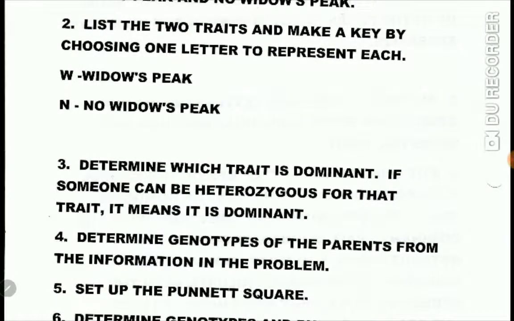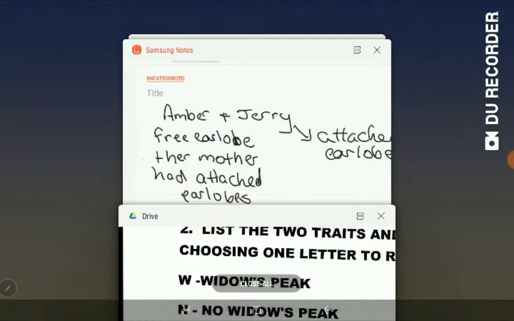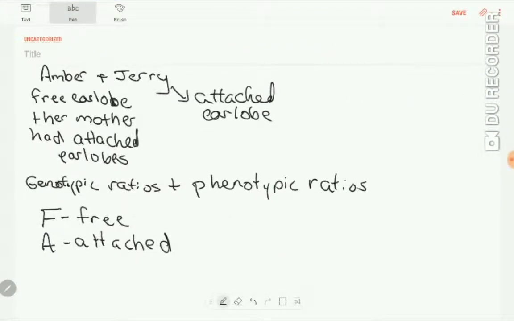Now number 3 says determine which trait is dominant. If someone can be heterozygous for that trait, it means it is dominant. So let's look back at our problem. Amber has free earlobes, but her mother had attached earlobes. So if somebody has a trait that's different from what their parents have, that means that they are going to be heterozygous. So Amber would have to have a free earlobe gene, because she has free earlobes, and an attached earlobe gene that she got from her mother.